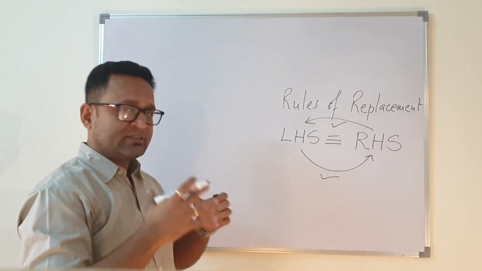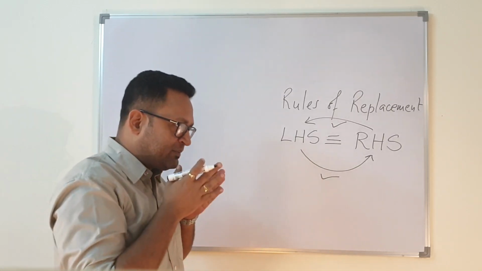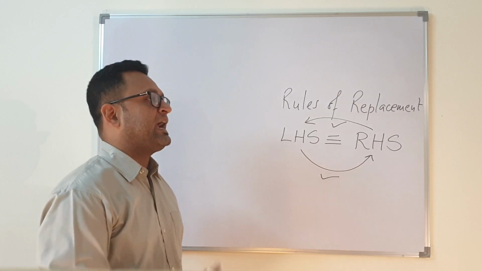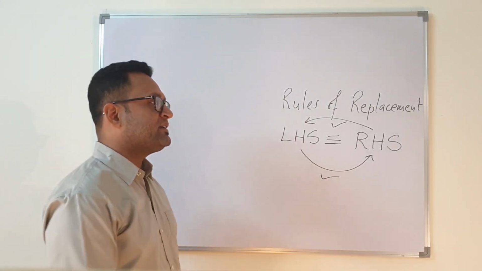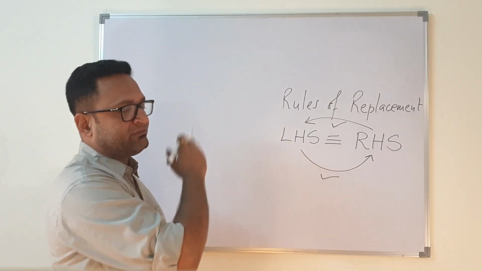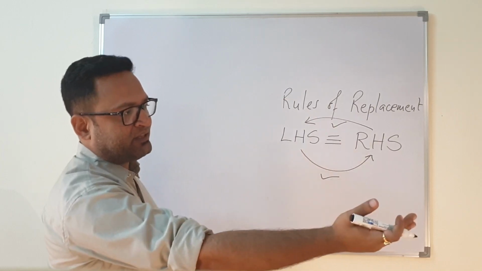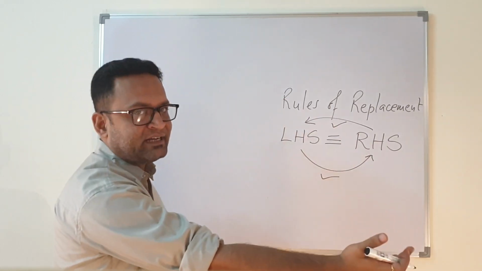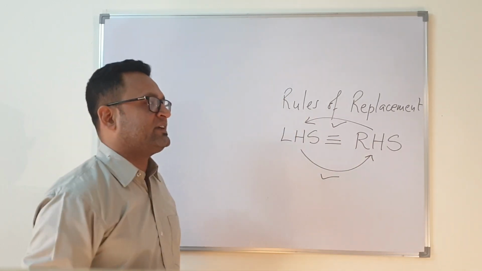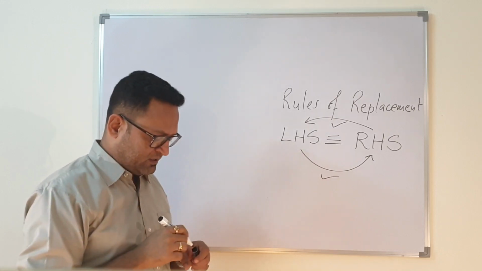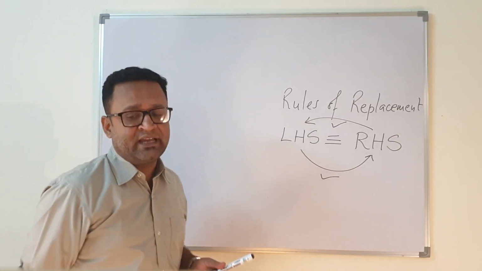So this is the first thing which you should understand. These are basically material equivalences and the left hand side is equivalent to the right hand side. So if you have got the left hand side, you can replace it with the right hand side. If you get the right hand side, you can replace it with the left hand side. This is the most important thing which you should remember.